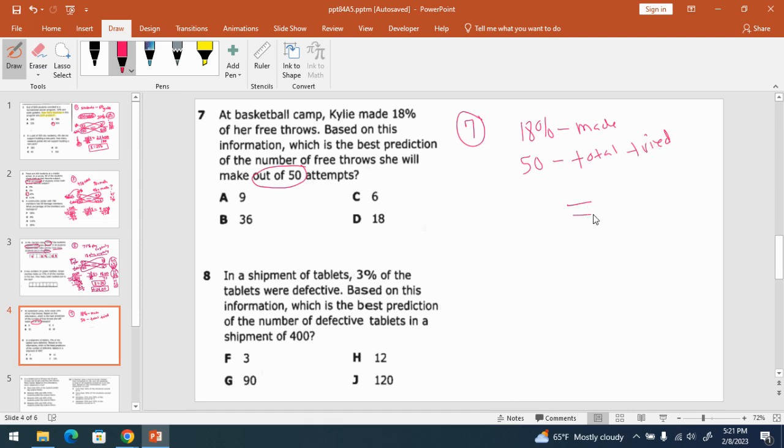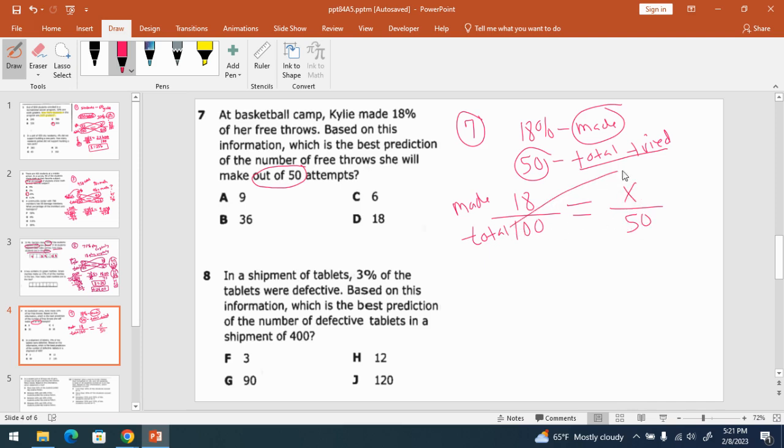So here we go, proportion again. 18%, it's 18 out of 100. Label, the 100 would be the total. The 18 is what she made. The 50 is the total because that's what she tried. Out of 50 means the total. This guy would be the x.